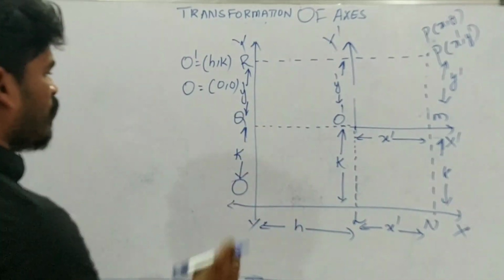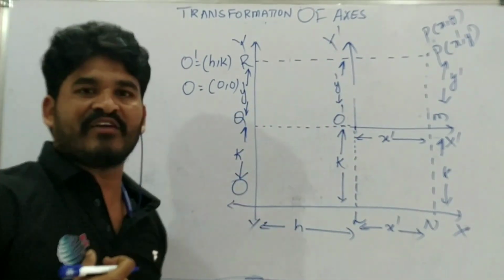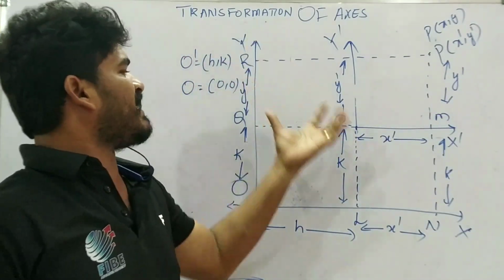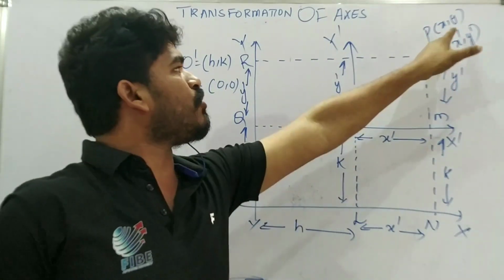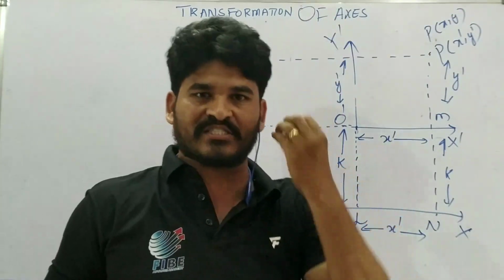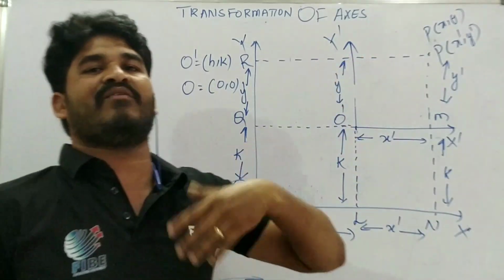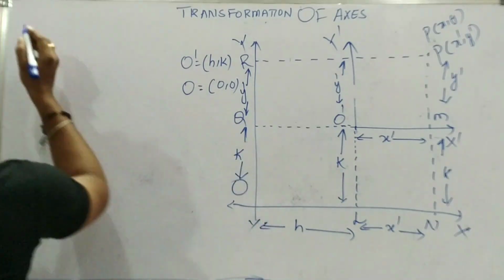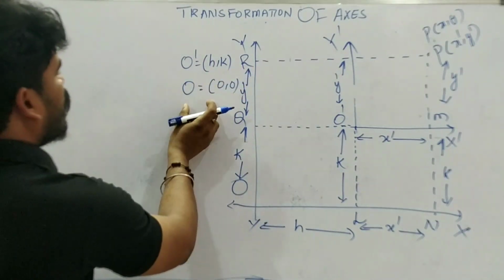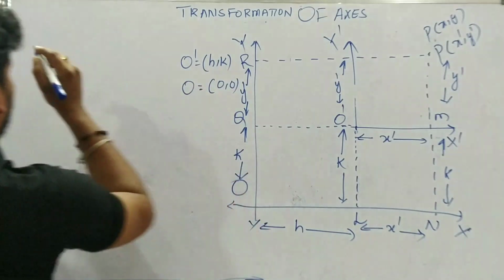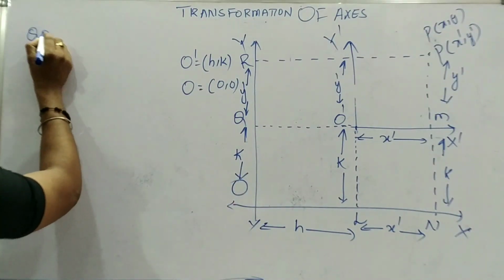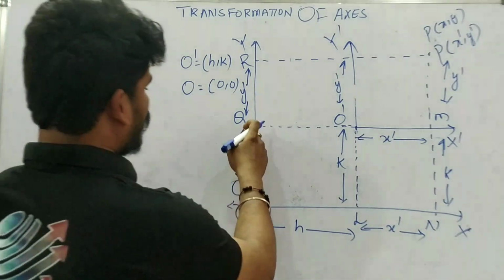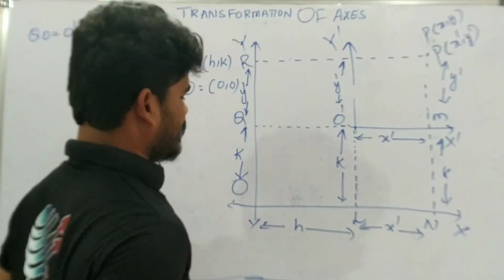Right. Now we are going to find out, whenever the axis is transformed, what the locus point P (x dash, y dash) is, and in the same way what P (x, y) is. From this diagram, O dash equals (h, k) and O equals (0, 0). Then QO equals O dash L equals k.